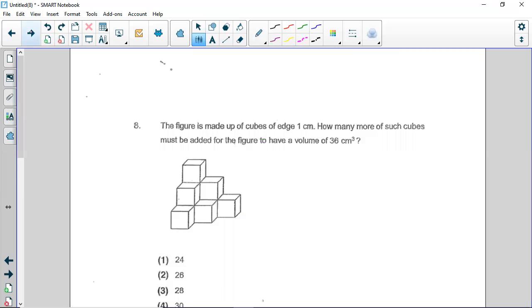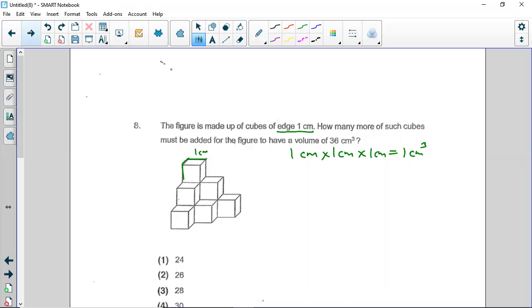The figure is made of cubes of each 1 cm. So each means every side. Every side is 1 cm, right? So can you find the volume of 1 cube? So if every side is 1 cm, then the volume of 1 cube must be 1 cm times 1 cm times 1 cm, because length times breadth times height gives you the volume, and you get 1 cm cube.